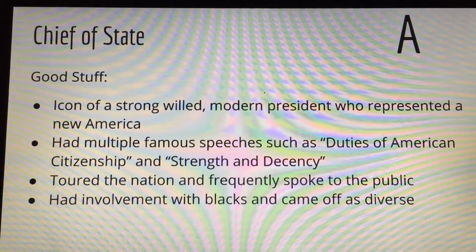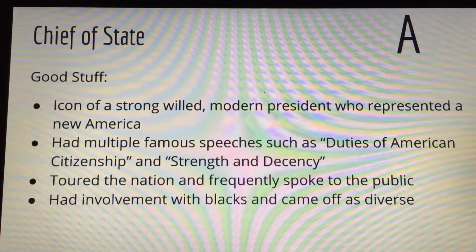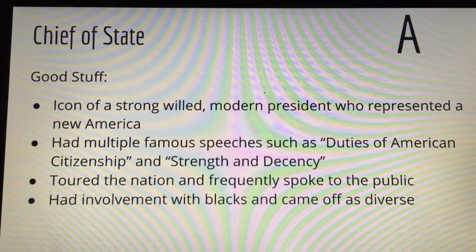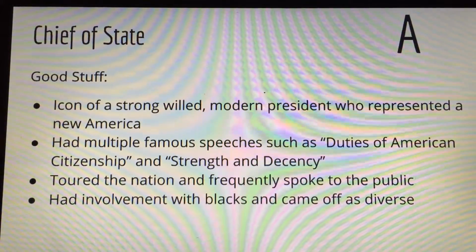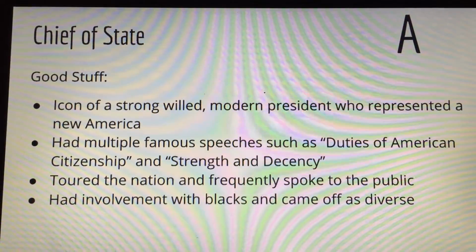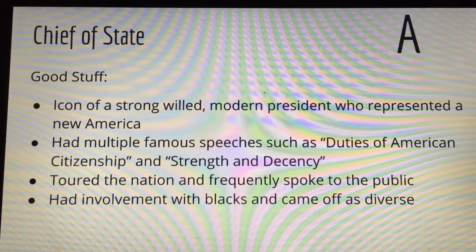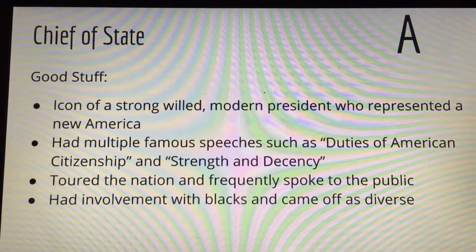He was strong-willed, he was modern, he was very progressive, which is great because it was right in the progressive era. He had multiple famous speeches, such as Duties of American Citizenship and Strength and Decency. He was a very good speaker. He traveled all around the nation. He frequently spoke to the public.